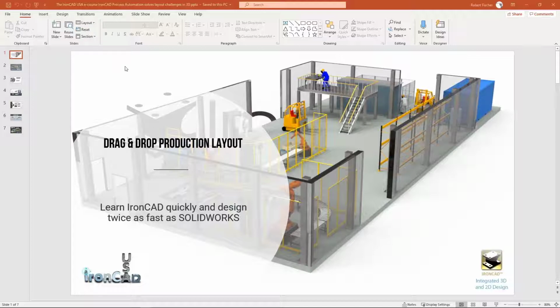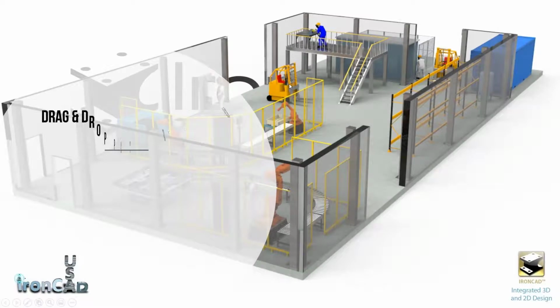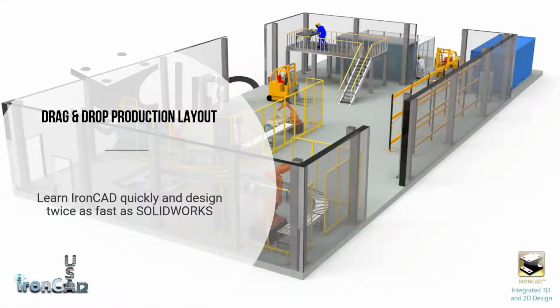All right, my friends, we're going to get started today, and what we're working on is drag and drop production layout. I'm kind of excited about this. I really enjoy this part of IronCAD, and there are a number of webinars that we're doing. I'm going to show how you can learn IronCAD quickly. The claim to fame is twice as fast as SolidWorks or any other conventional CAD system. Today we're laying out a factory that looks like this.